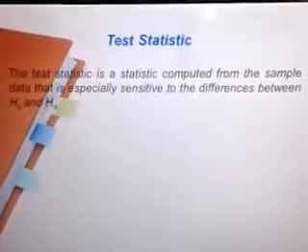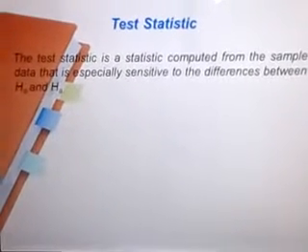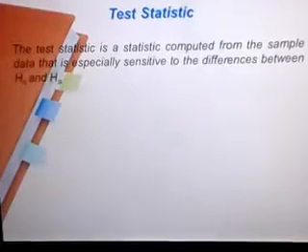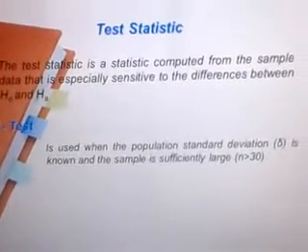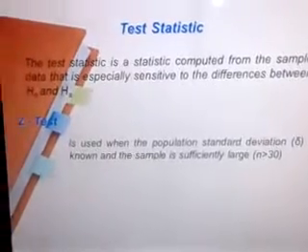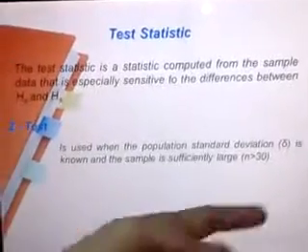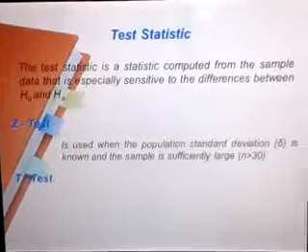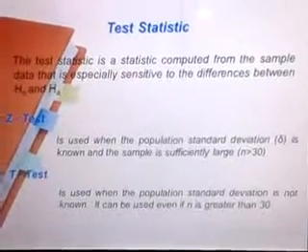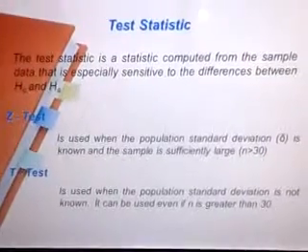So the test statistic is a statistic computed from the sample data that is especially sensitive to differences between the null hypothesis and the alternative hypothesis. The Z-test is used when the population standard deviation is known and the sample is sufficiently large, or our sample is greater than 30. The T-test is used when the population standard deviation is not known. It can be used if our sample is not greater than 30.